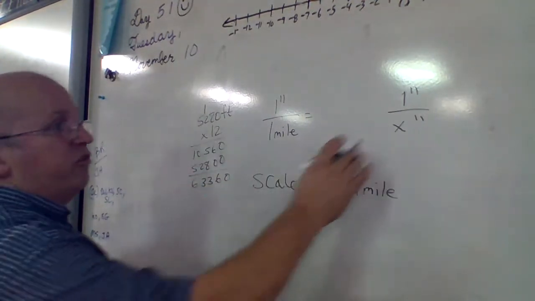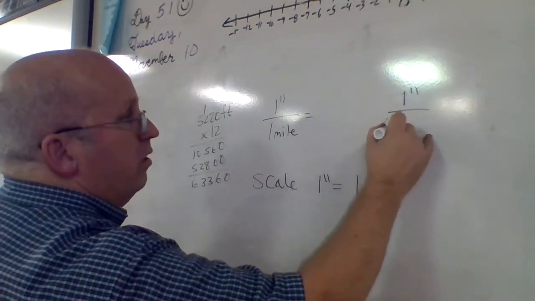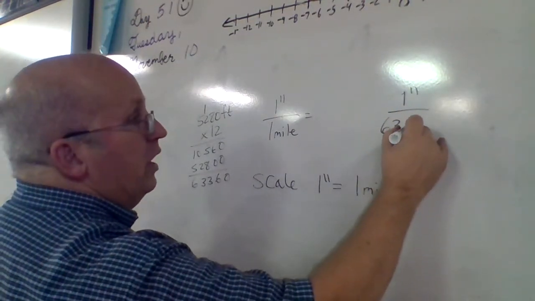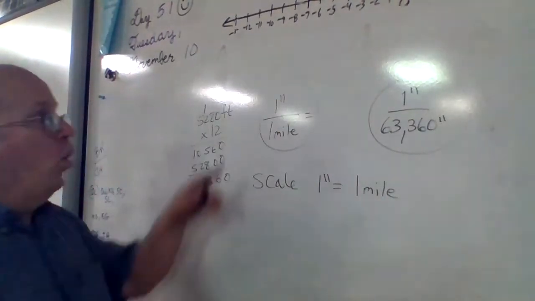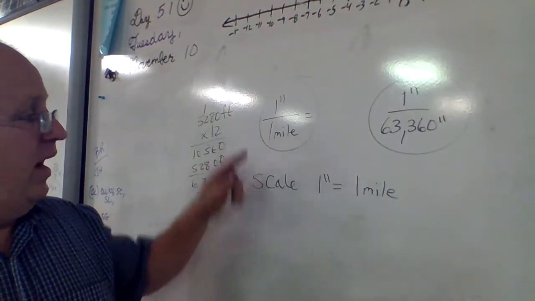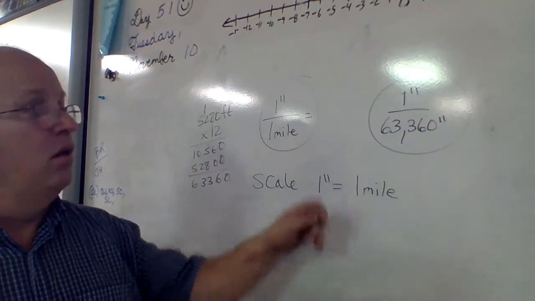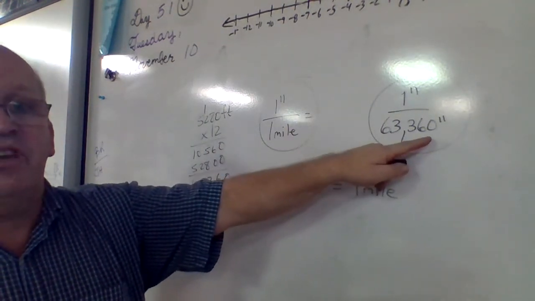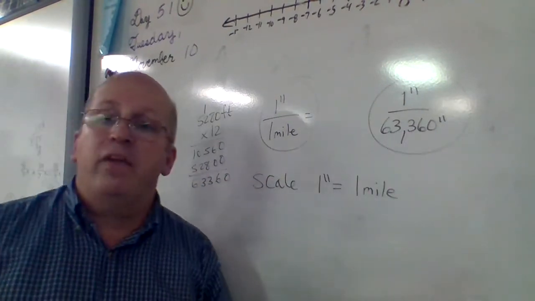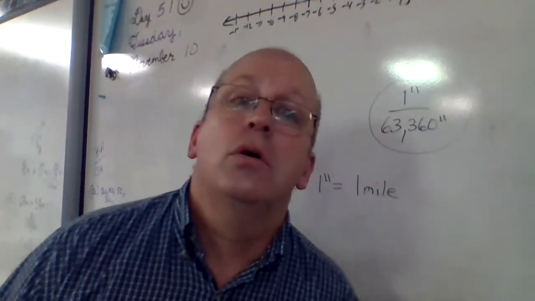I get 63,360 inches. So 1 inch over 1 mile, that's my scale, but 1 inch over 63,360 inches, that's my scale factor.